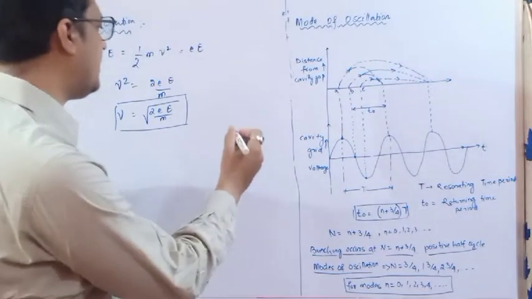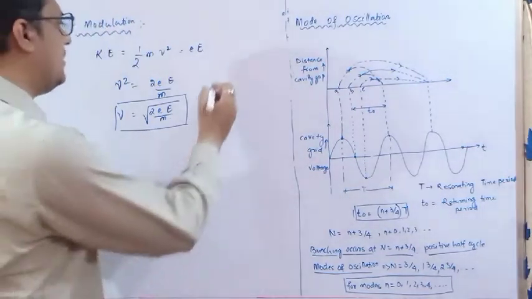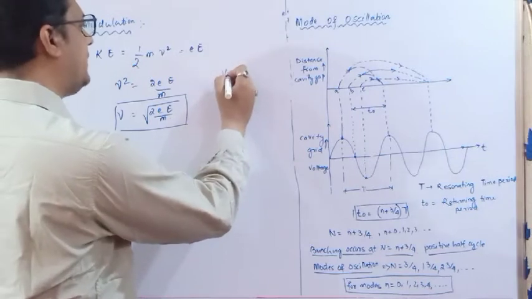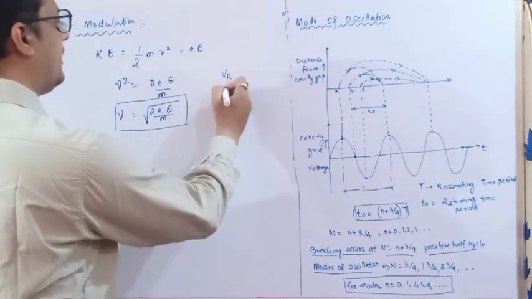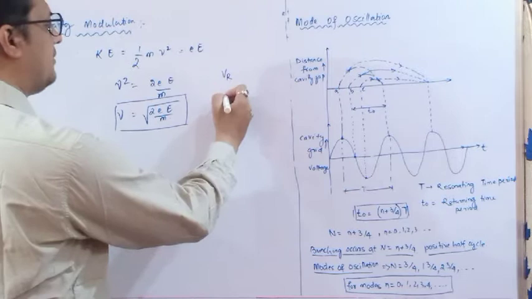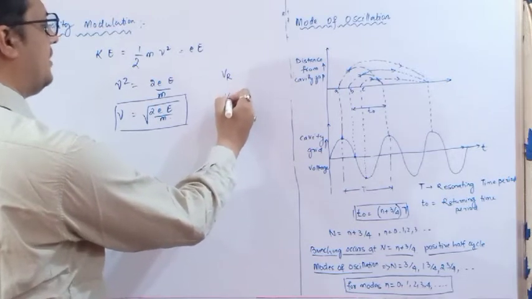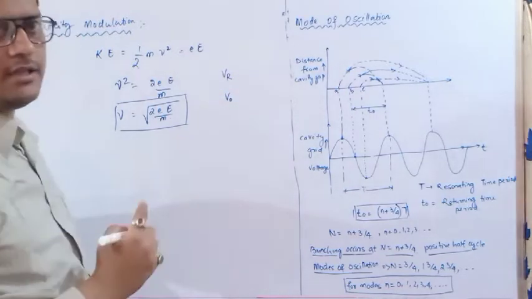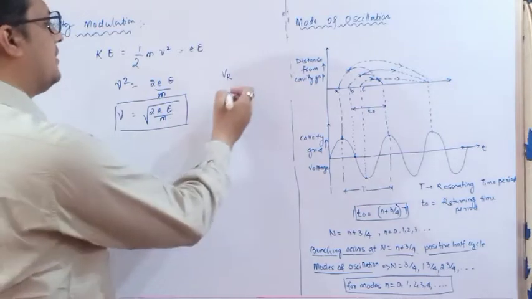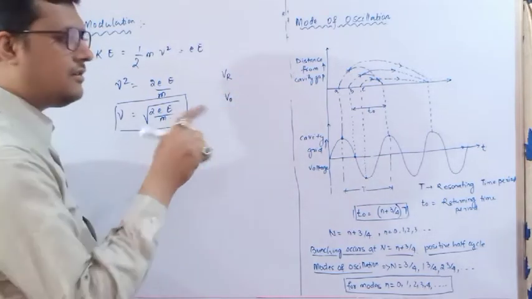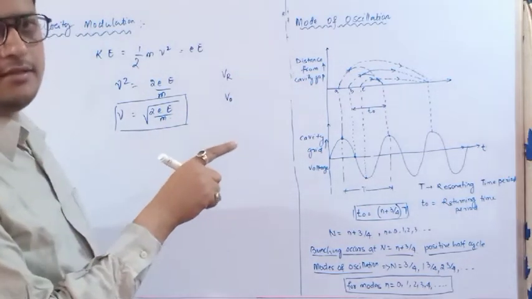Two basic potentials are available. One is VR, the repeller potential, and the other is the DC beam voltage, V naught, which appears across the cavity gap.